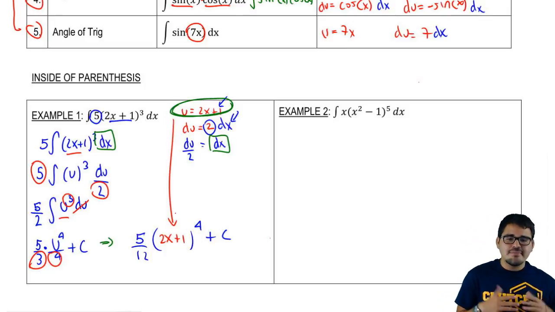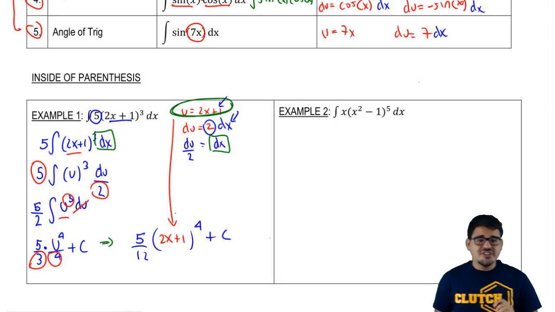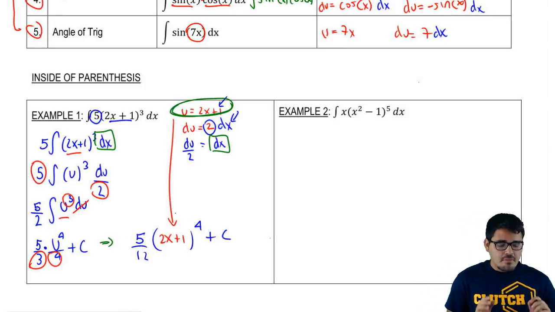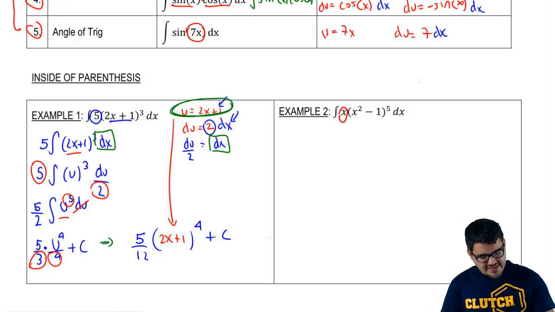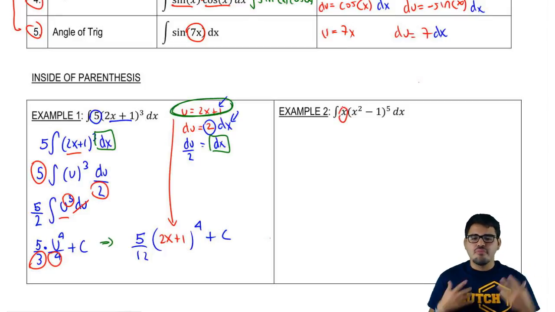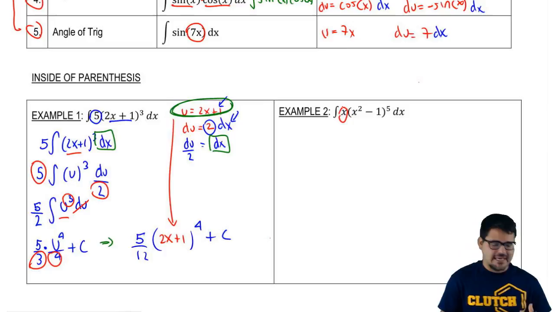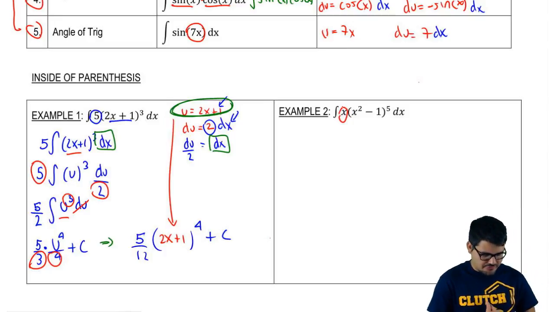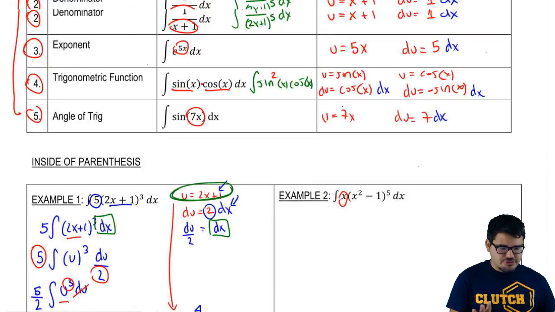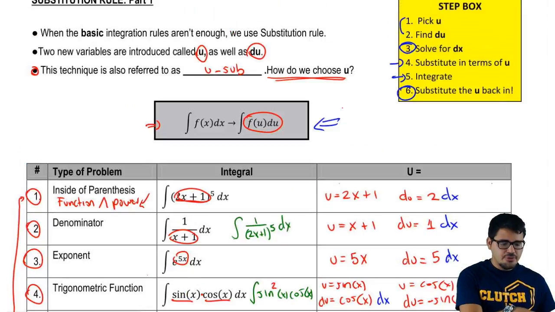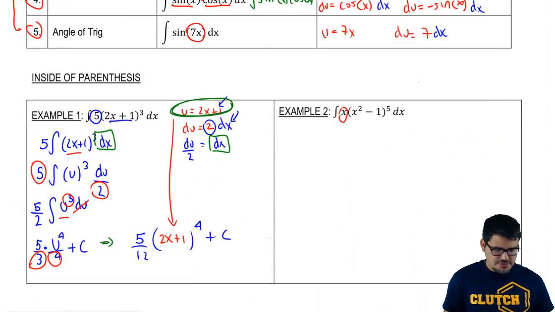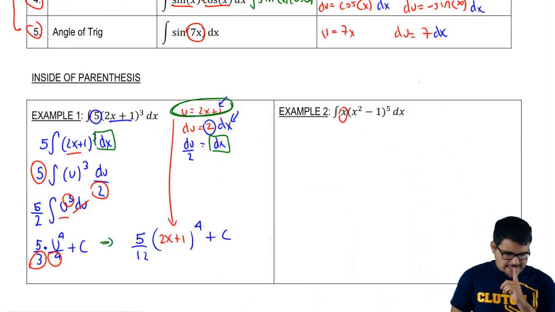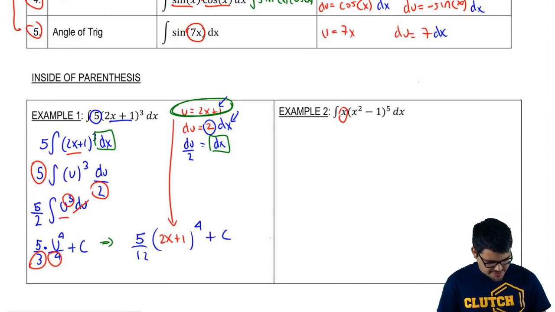In example 2, we're going to switch it up a little bit by putting a function raised to a power, but we're also putting an x outside. I'm going to tell you the importance of that x being outside in just a second. So let's start off again with our first two steps of picking u and then finding du. Let's go ahead and do that.